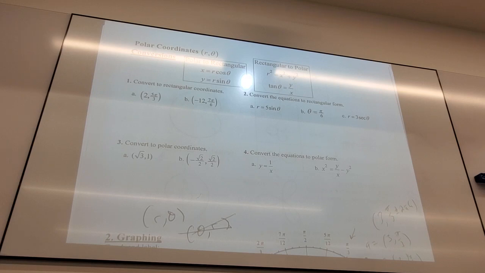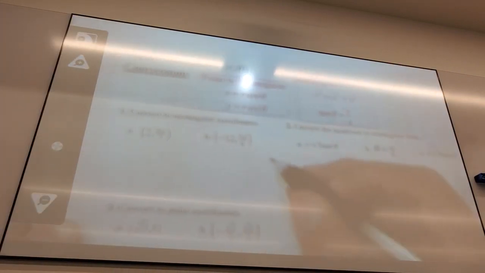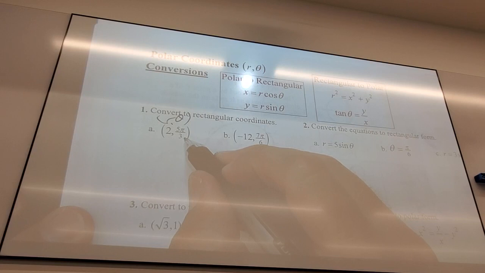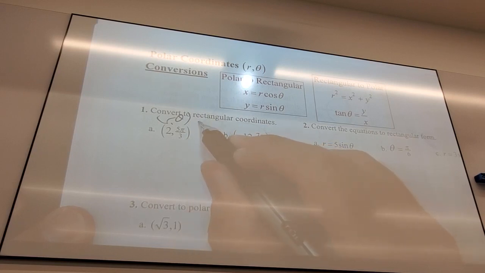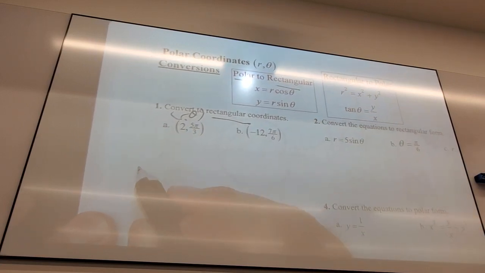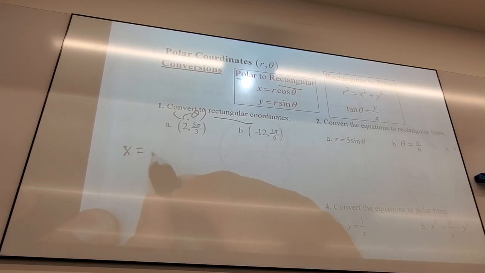So number 1 says convert to rectangular, so I must be in polar. Can somebody tell me in 1A, what does the 2 represent? Radius. It's R. So each of these are going to be R, theta. So R is 2, theta is 5 pi over 3, and I want to convert to rectangular coordinates. So look, polar to rectangular. For part A, how would I get x? Radius cosine theta. R times cosine theta. So R is 2, theta is 5 pi over 3.